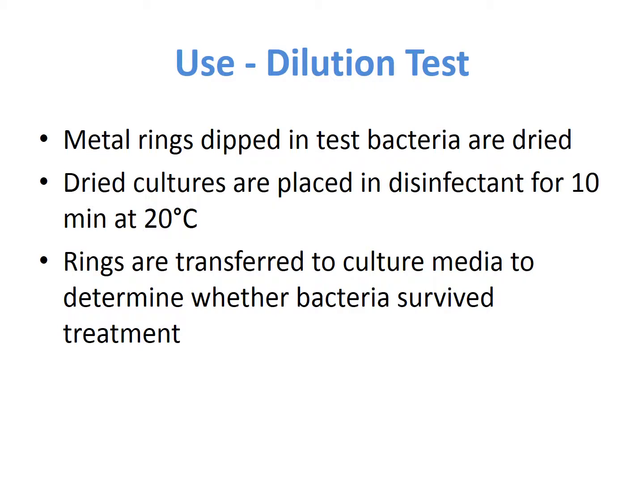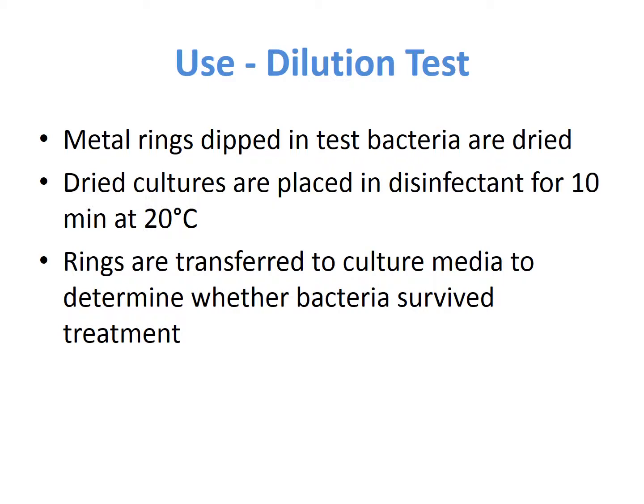We can test the effectiveness of disinfectants and antiseptics a couple of different ways. One way is by using a use dilution test. In a use dilution test, metal rings or sometimes glass beads are dipped into a test bacterium and they're allowed to dry. The bacteria are allowed to dry onto the surface of the beads or the rings. These dried cultures are then placed in a disinfectant for 10 minutes at approximately room temperature, 20 degrees Celsius. The rings or beads are then transferred to sterile culture medium and incubated.